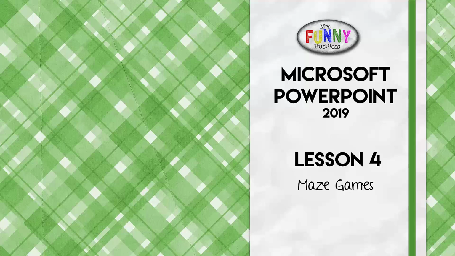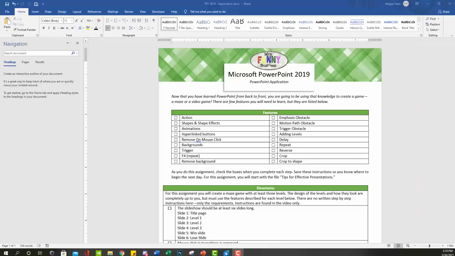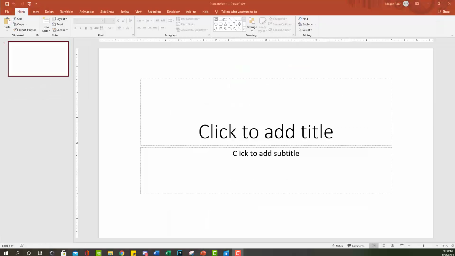There are a few new things in this one, new features we haven't learned yet, but they are minor. We're going to learn how to use removing a mouse click. We're also going to learn how to do a rollover using the action button. So those are the two new things. There's really not a lot else that's used, but you will be using stuff you've learned before in a different way. So we're going to go ahead and get started.